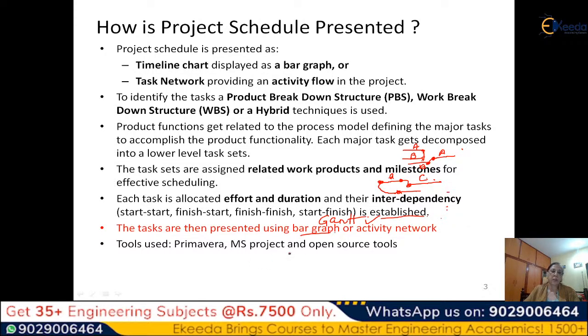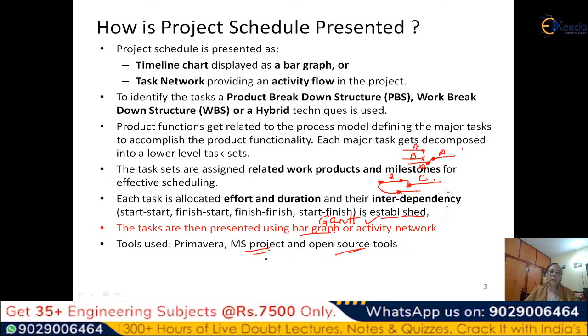software engineering. And then you can use tools. There are many tools. MS Project is very popular. Also Primavera is there. And there are some open source tools. If you don't have any tools, you have to use the Excel sheet. But in Excel sheet, you cannot do network.